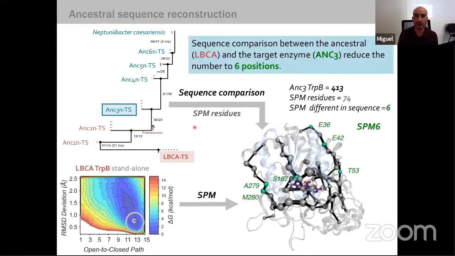We decided to rely on the sequence comparison between the last bacterial common ancestor and the NC3 node. By sequence comparison of the shortest path map residues, we find only these 6 positions different in sequence. So we were interested in testing this enzyme variant.